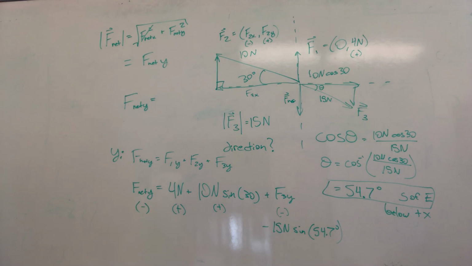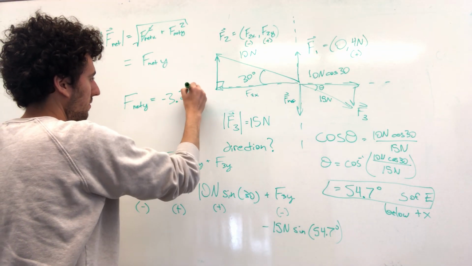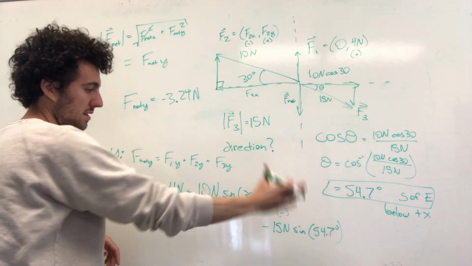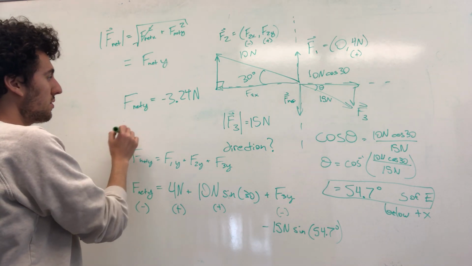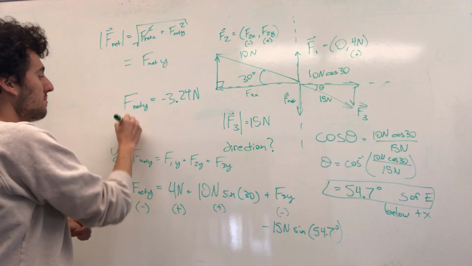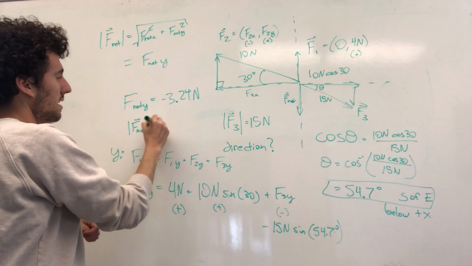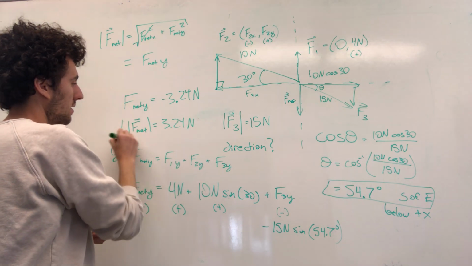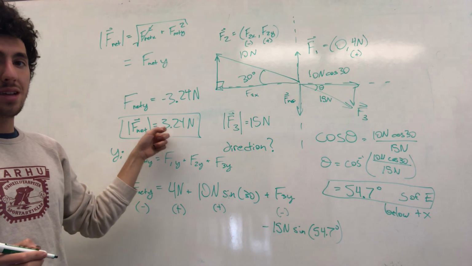equals negative 3.24 newtons. That's just plugging these things into a calculator, and we get F net y is negative 3.24 newtons, which, as we found above, means that the magnitude of F net is 3.24 newtons. Being very careful that when we list a magnitude, it is positive.